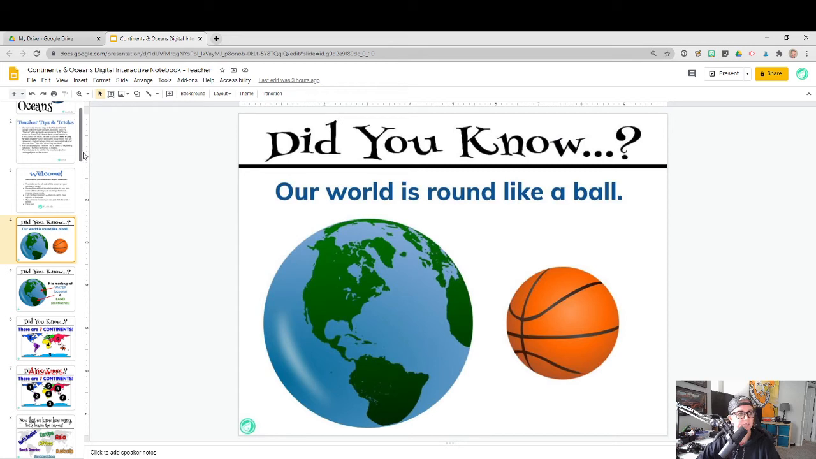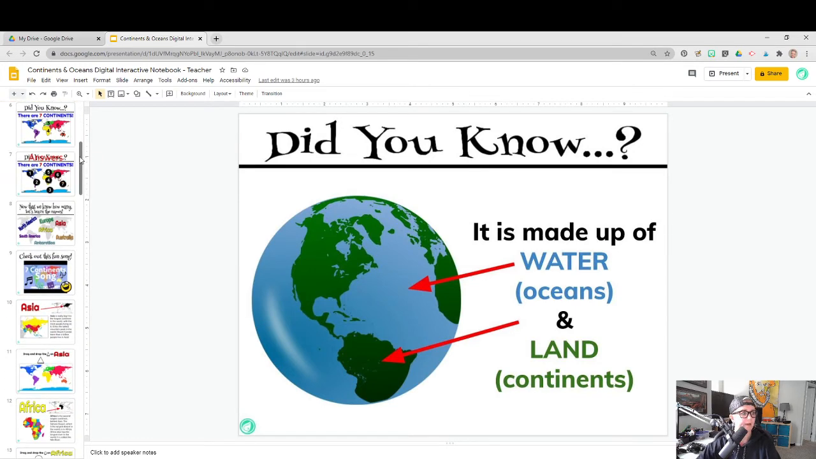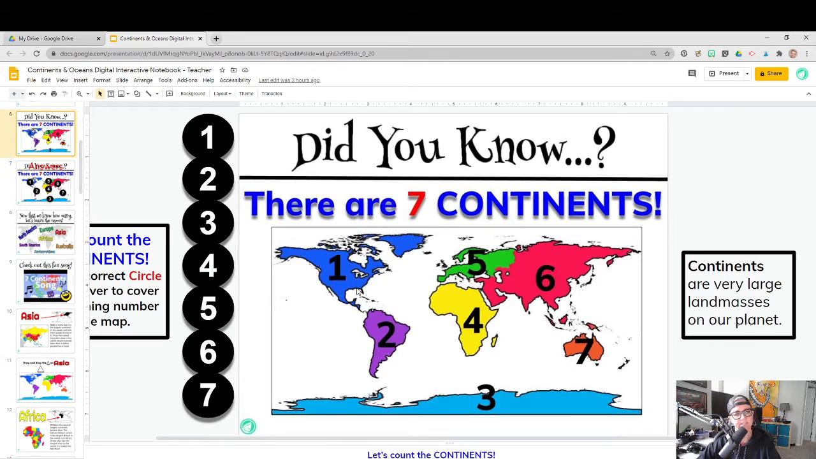First slide here, starting out, just basically explaining that our world is round like a ball so that they don't think it's flat, and that our world has land and it has water. So we have oceans and we have continents. We're going to start out with the continents here.